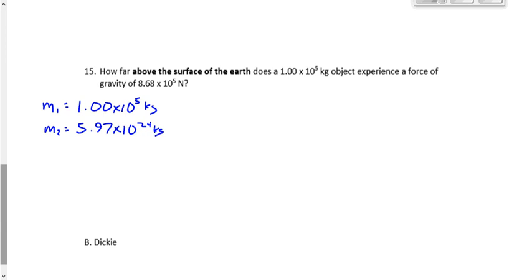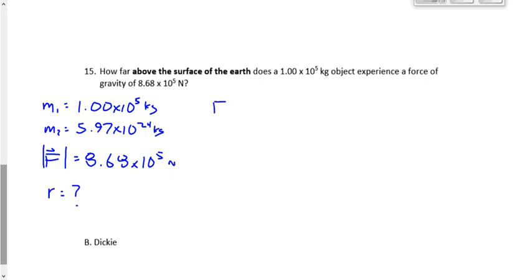Sometimes, in some places you see 5.97, and in some places you see 5.98. I always forget, on your data sheet, what does it say, 5.97? Yes, 5.97. Okay. The force of gravity here is 8.68 times 10 to the 5 newtons. And we're looking for R here, right?